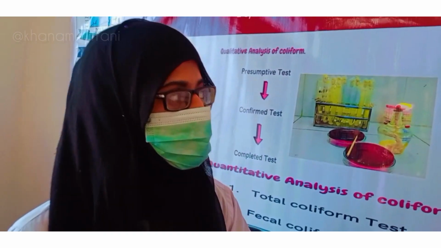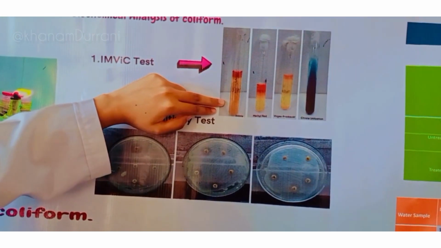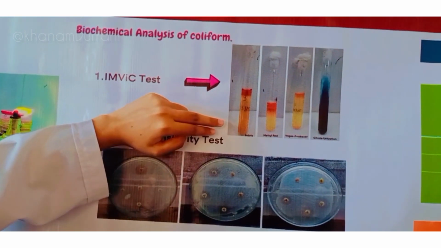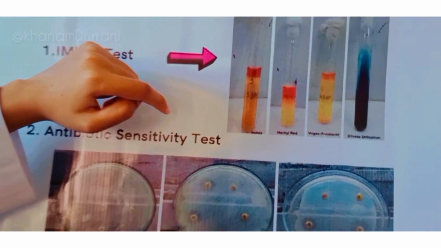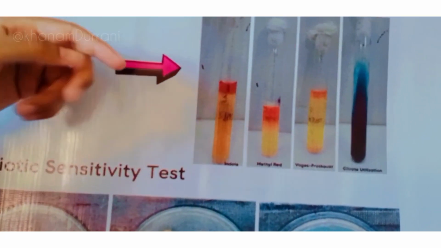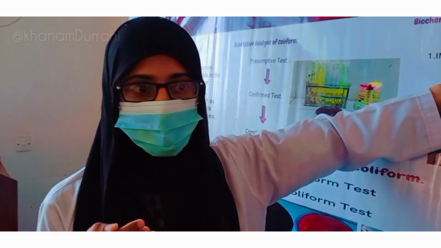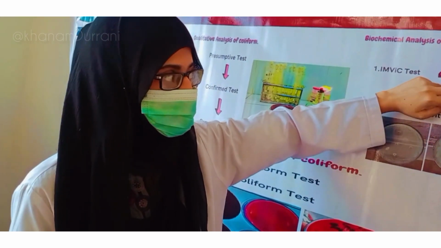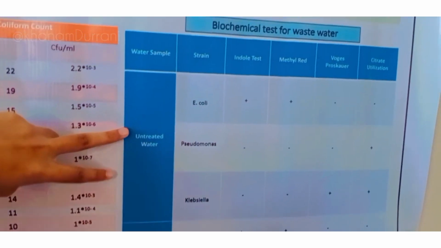In the indole test, after inoculating the 24-hour old culture and incubating for 24 hours, we obtained, after addition of 10 drops of Kovacs reagent, a deep red layer. The formation of the deep red layer shows that the species E. coli is present, and this test confirms the presence of E. coli. We have seen this in the biochemical test of wastewater, where we have 2 water samples, treated and untreated.